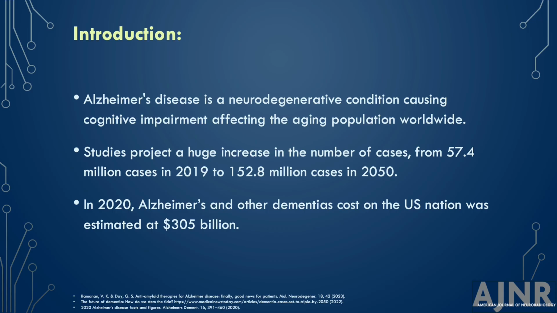As we know, Alzheimer's disease is a neurodegenerative condition causing cognitive impairment affecting the aging population worldwide. Studies have predicted a substantial increase in number of patients with Alzheimer's disease from 57 million patients in 2019 to 153 million patients in 2050. The cost burden of Alzheimer's disease in the US in 2020 was estimated at $300 billion.